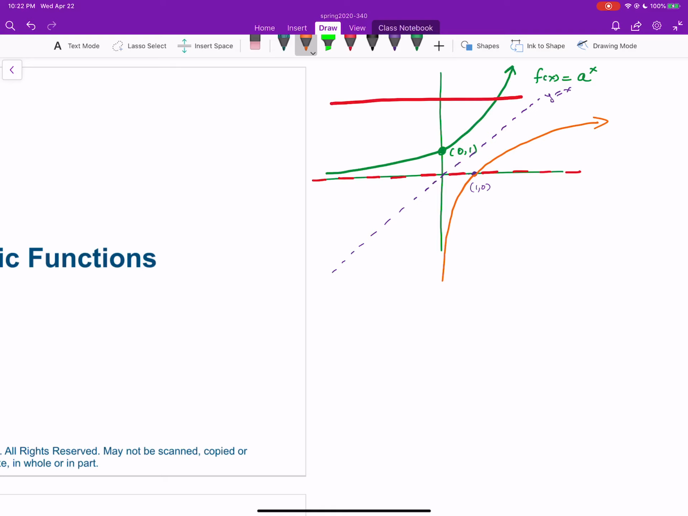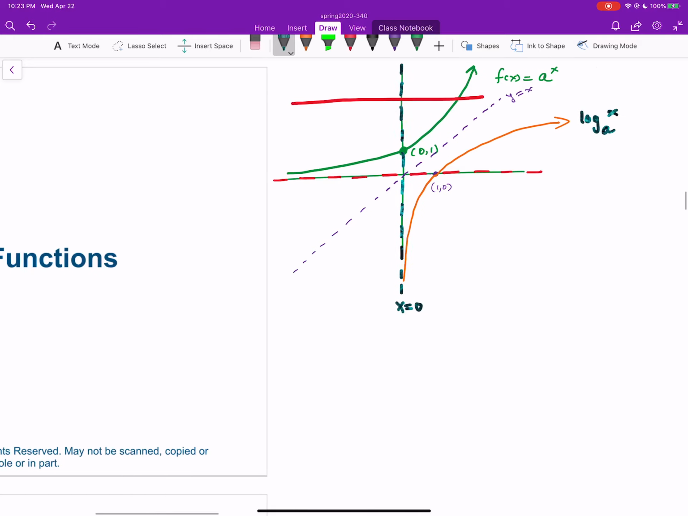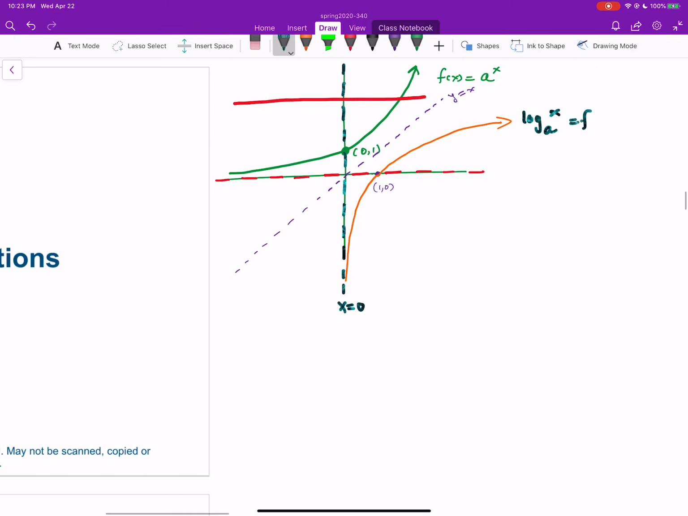What's also going to happen with the horizontal asymptote? Well, it seems like when you reflect the horizontal asymptote along the line y equal to x, it switches to the vertical asymptote along the y-axis. So we have x equal to 0. And then this is what we are calling log base a of x, which is the inverse. Or you can call it as a new function, g of x.